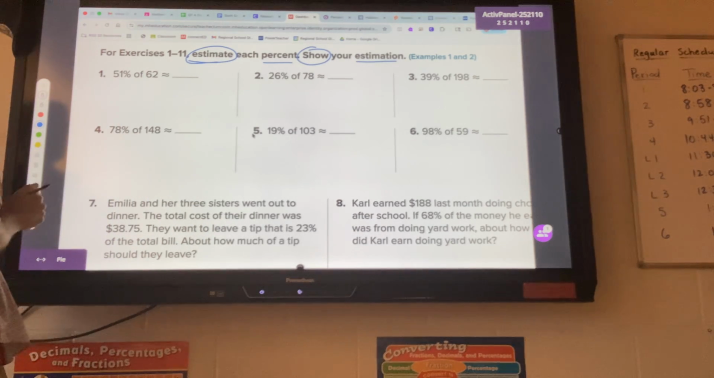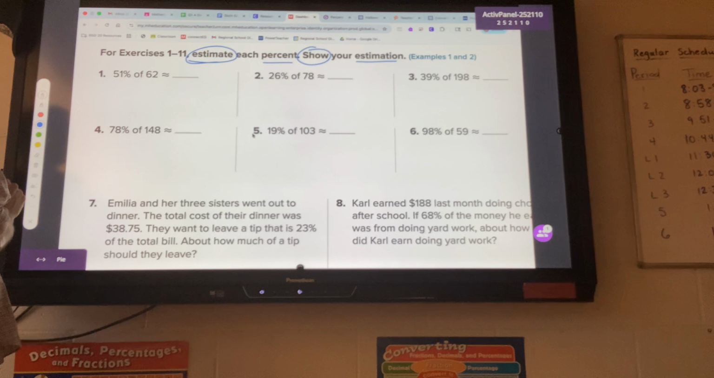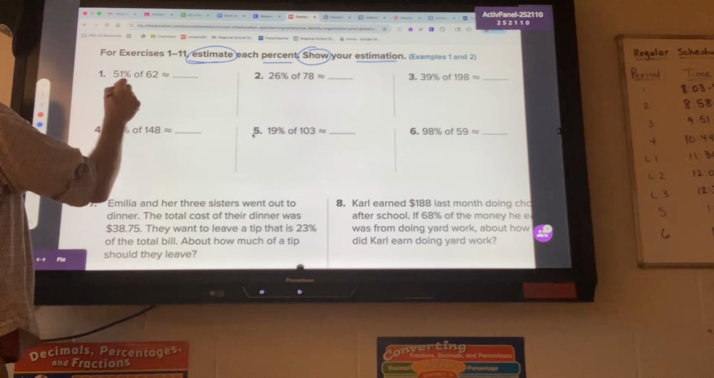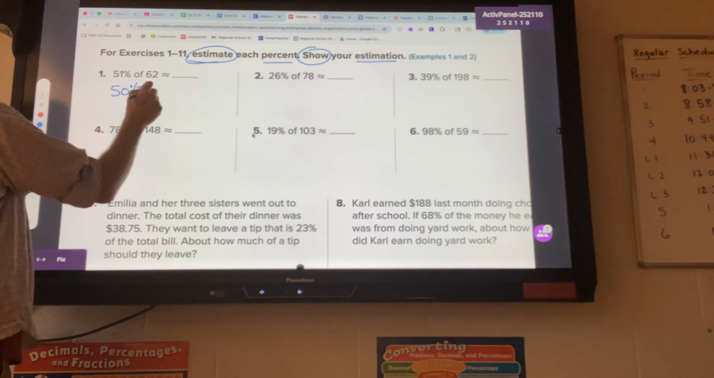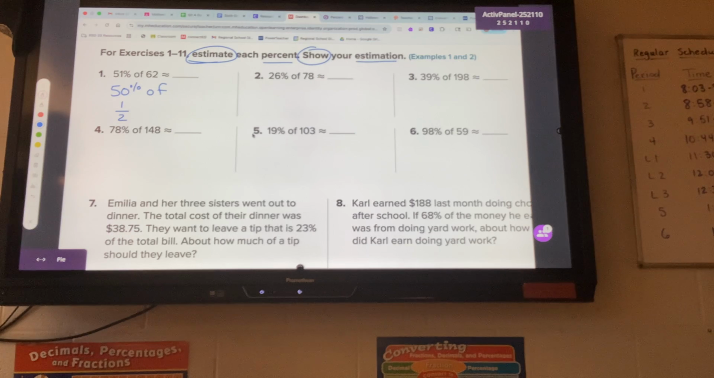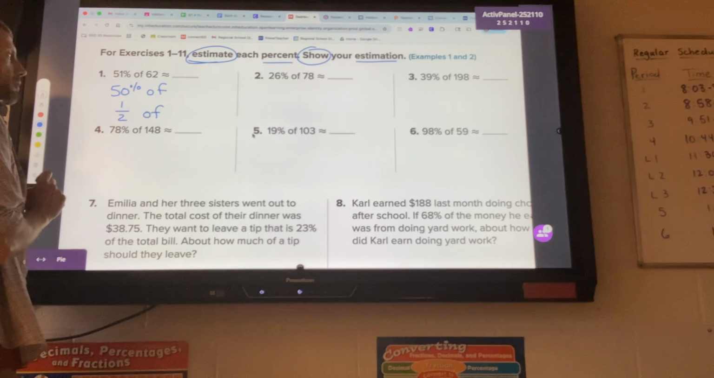For number 1, we're trying to find approximately 51% of 62. I would change 51% to 50%. 50% is the same thing as saying half, because a percent's out of 100. So then you have two options.